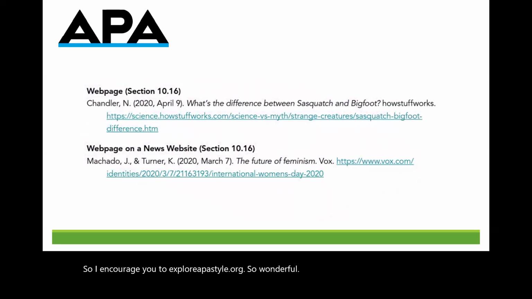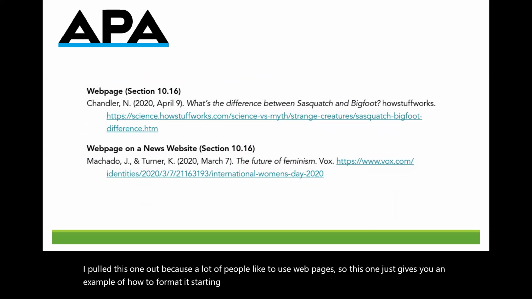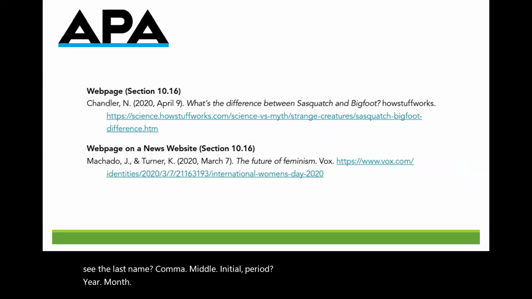I pulled this one out because a lot of people like to use web pages. This one just gives you an example of how to format. Starting at the left, move across. Look what's happening. You see the last name, comma, middle initial, period, year, month, the title of the article. Notice something. It's italicized. And where did we find this? We have the URL right here.